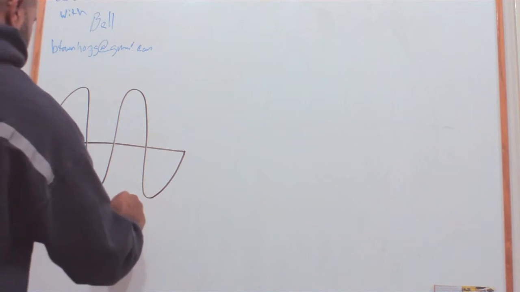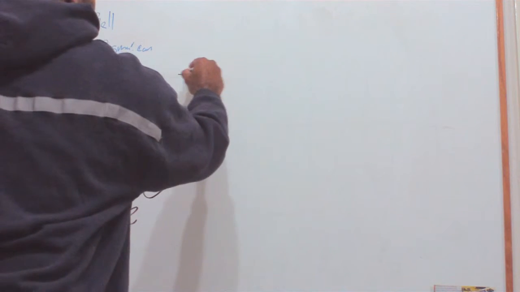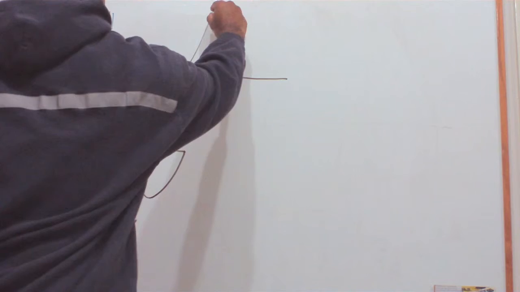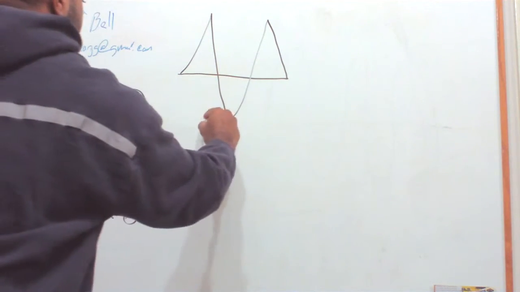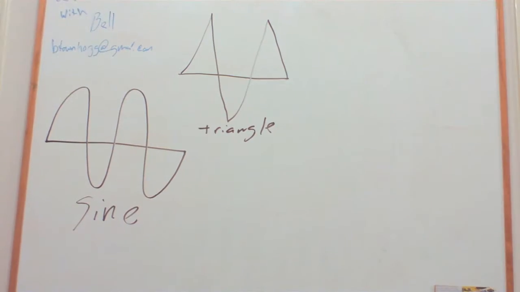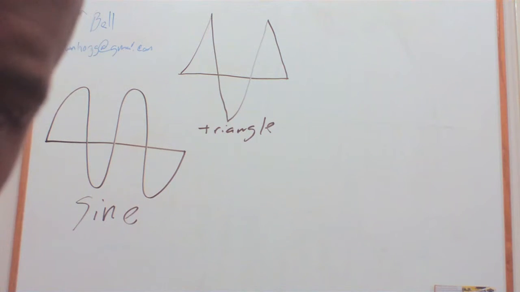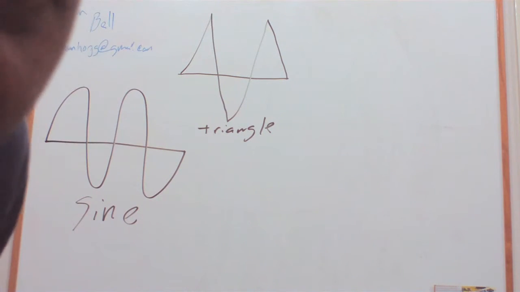Alright, that's pretty much your sine waveform. Now let's draw a triangle. Alright, now that's pretty much a triangle waveform right there. Cool. Now let's draw your sawtooth, which is a pretty hard one. It's similar to the triangle.